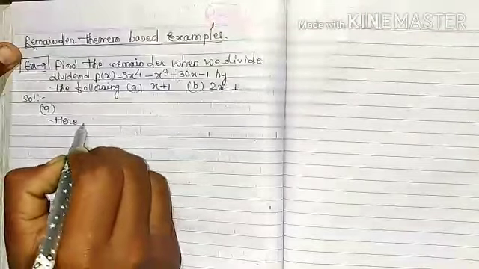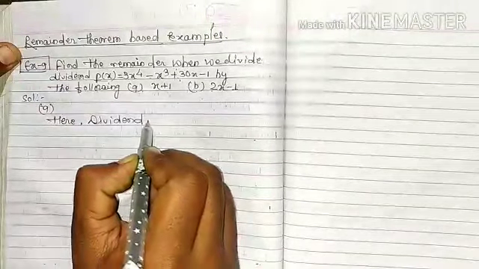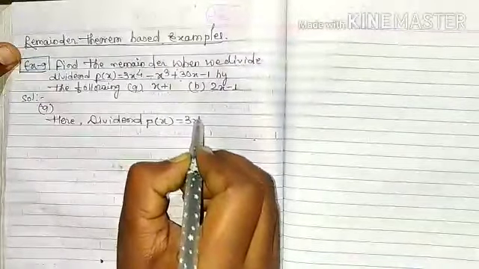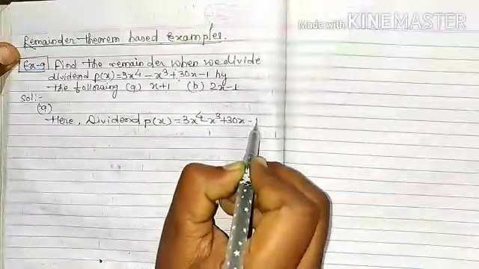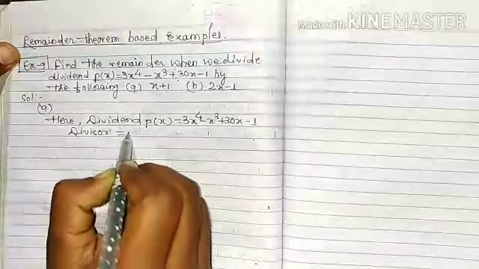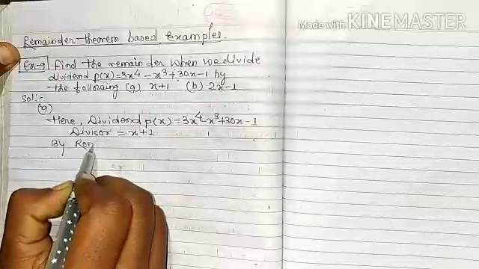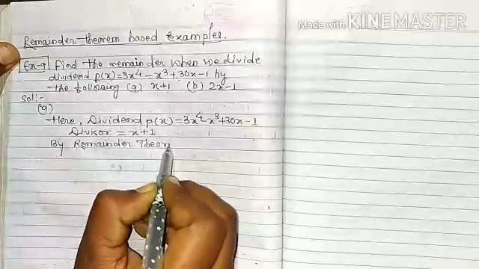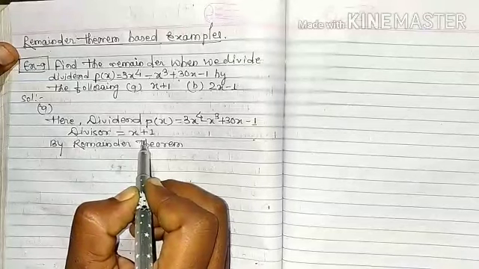Here dividend p(x) is equal to 3x raised to power 4 minus x cube plus 30x minus 1 and divisor is equal to x plus 1. By remainder theorem we have to find the remainder.